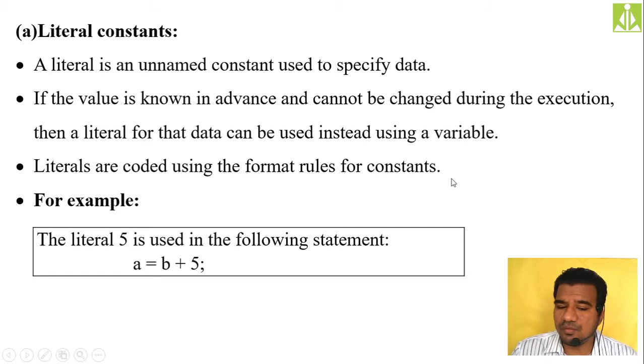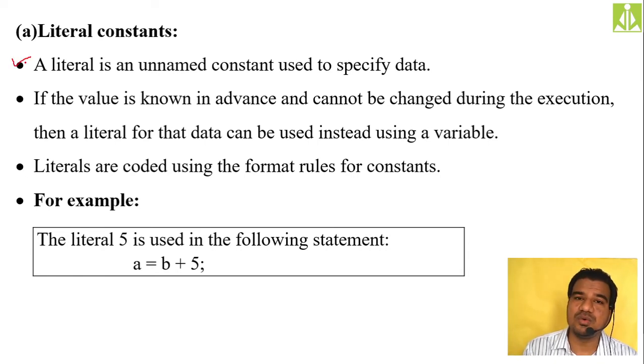So when can we go for this literal constant type? If the fixed value is known in advance, if you know the value prior to using it in the program, and you're sure that the value will not change during the execution of the program, then only you use this literal constant. Instead of using a variable, or giving any identifier or name to the constant, we are directly taking the value like a literal in the program. So that is the literal constant.